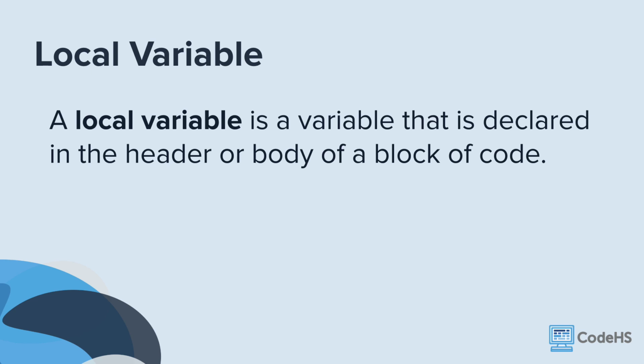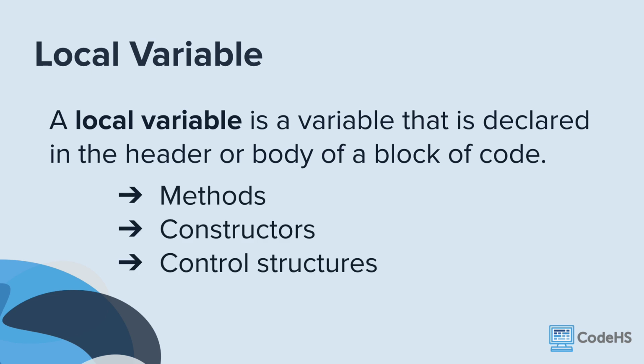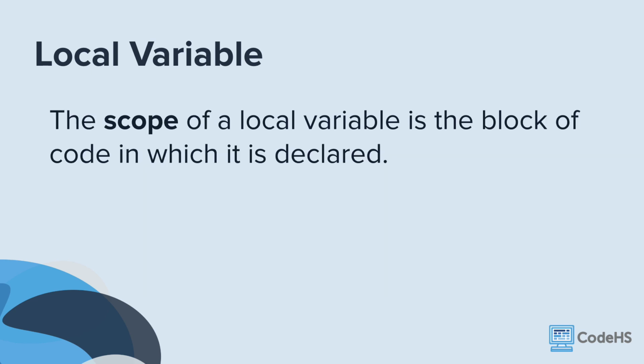In contrast to those instance and class variables, a local variable is a variable that is declared in the header or body of a block of code, which can be methods, constructors, and control structures. The scope of a local variable is the block of code in which it is declared.